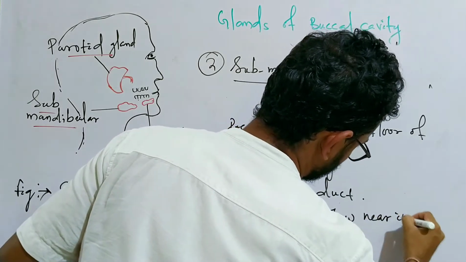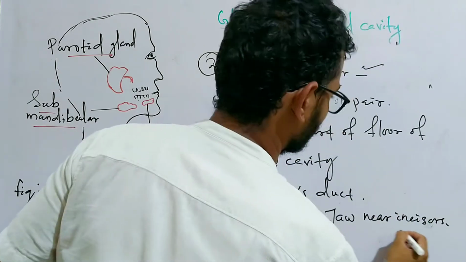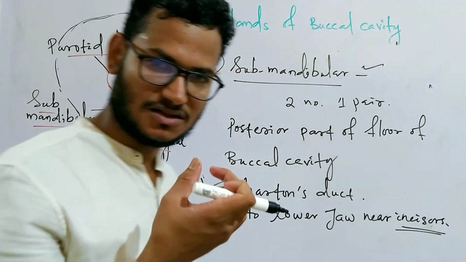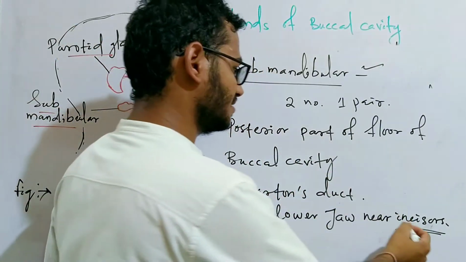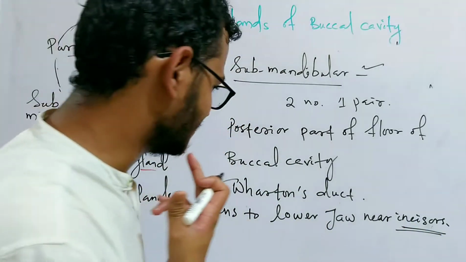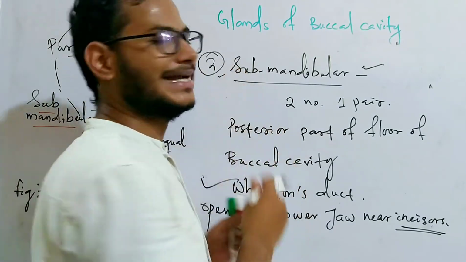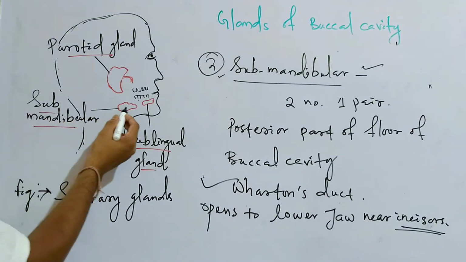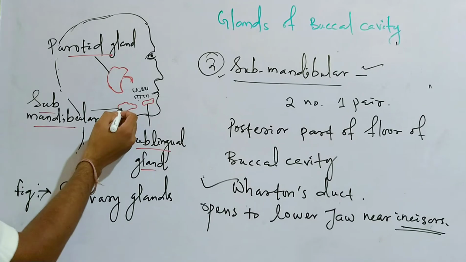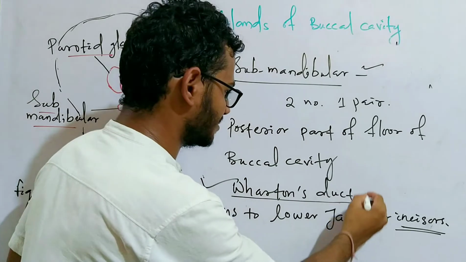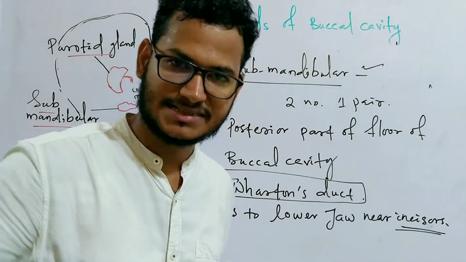So I have told you what an incisor is, the chisel-shaped tooth present on the front side of the set of teeth. So it opens to the lower jaw near the incisor. These are known as the submandibular glands because they are present near the mandible. You can see here the submandibular glands are present at the mandible, so it is called submandibular, and the duct responsible here is the Wharton's duct.